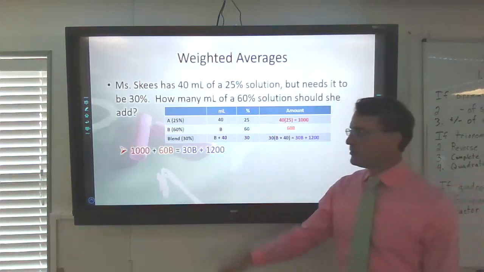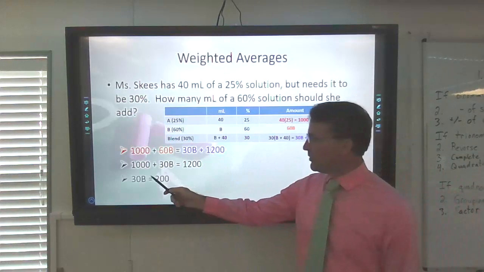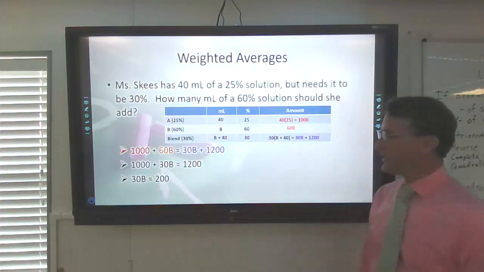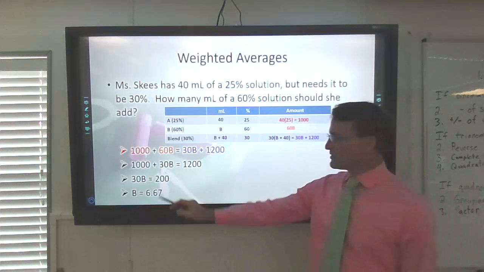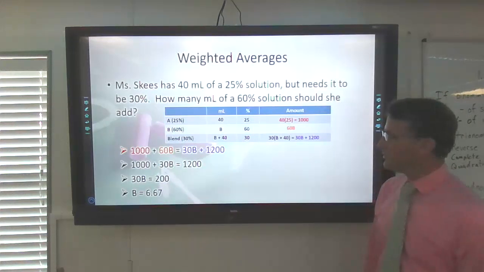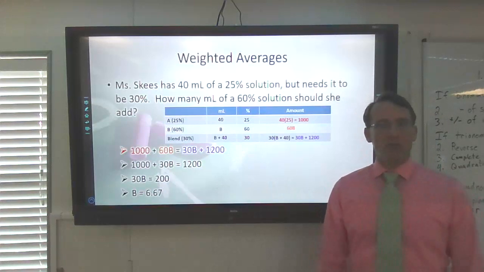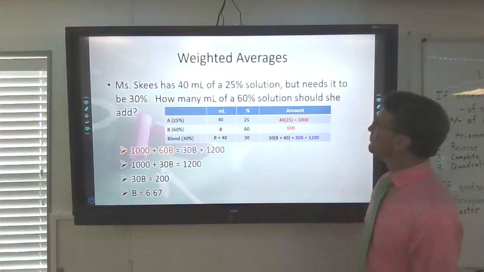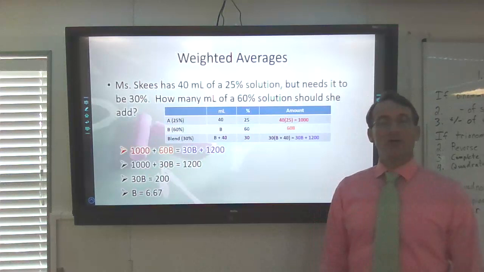If I subtract 30B from both sides and 1,000 from both sides, I get a value of 30B is equal to 200. Dividing both sides by 30 gives me my value of B. I need 6.67 milliliters of B in order to get the proper blend, the proper solution that is needed for Miss Skis.